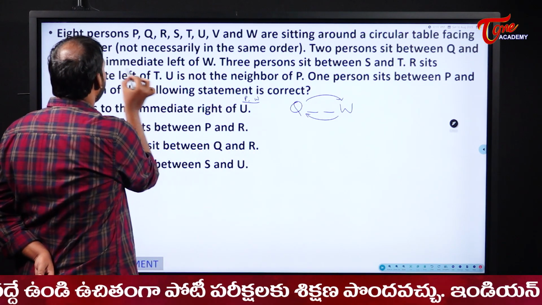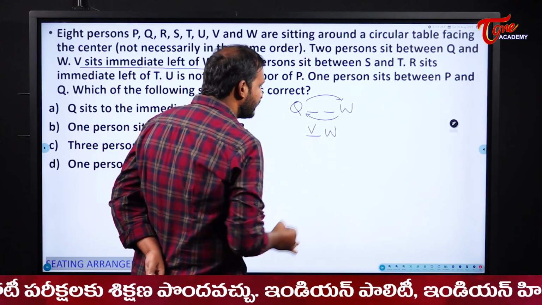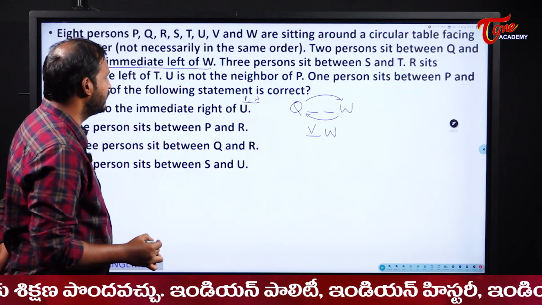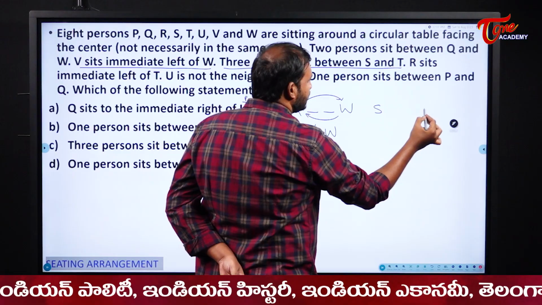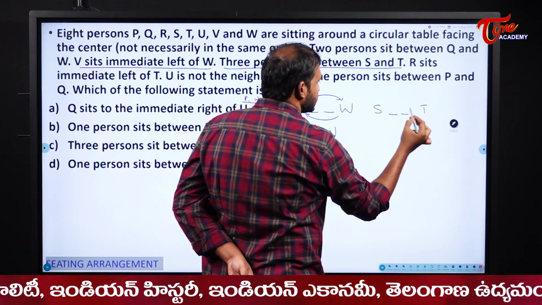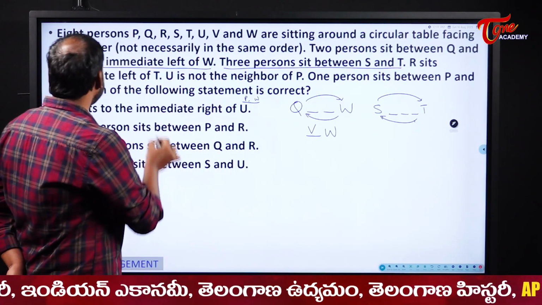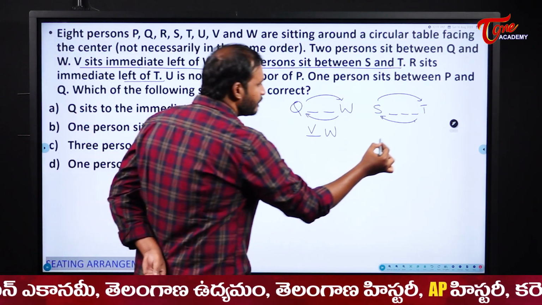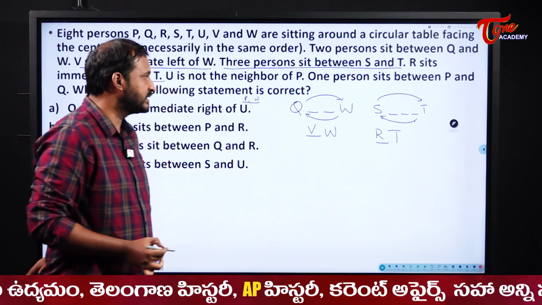V sits immediate left of W. If I have W here, to its immediate left I will have V. Three persons sit between S and T. Between S and T, there are three persons for me. R sits immediate left of T. If I have T here, R sits to the immediate left.